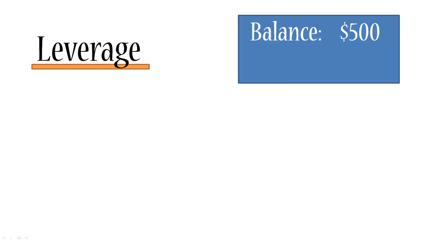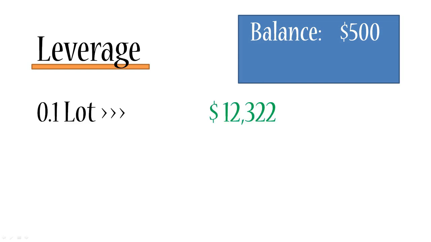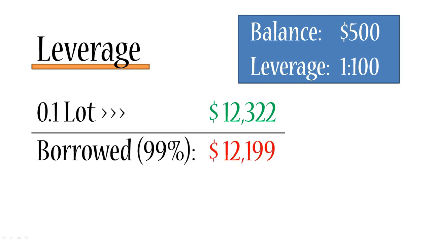For instance, your balance is $500 and you want to conduct a transaction with the volume of 0.1 lots on the euro dollar currency pair. So you require $12,322 to conduct this transaction. Obviously your balance is insufficient at this point, but with leverage, if your leverage is 1 to 100, then your broker will only require you to have 1% of that money and the broker will lend you 99% of the required amount. So in this case, your broker will lend you $12,199. So you are borrowing 99% of this required amount.